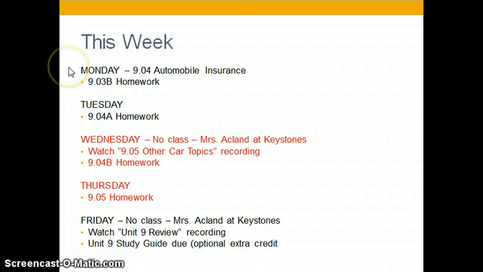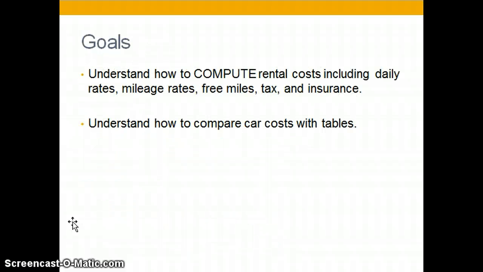Okay, so quick look at our week. On Monday, we did automobile insurance. We did that together in a live session. Again, today we're going to do section 9.05, other car topics. And then Friday, I'm out again. You're going to read your K-mail and look for another recording from me, which will be a Unit 9 review. If you're not sure what's due on what day, the best way to find out is to look at our course announcements and just follow that.